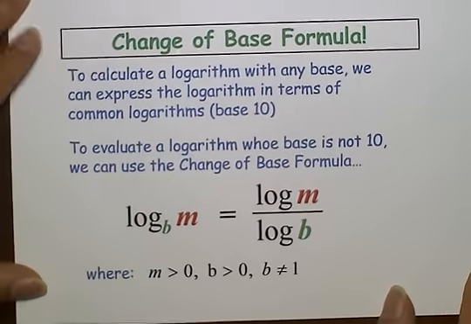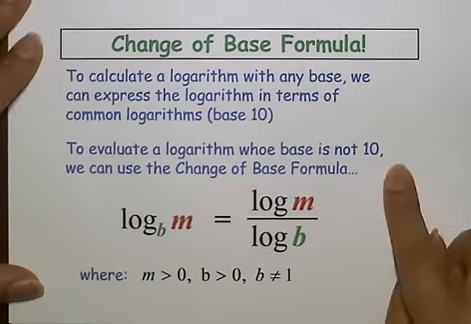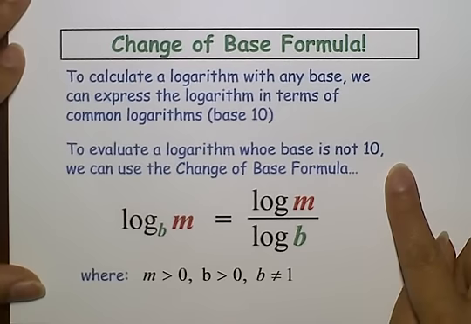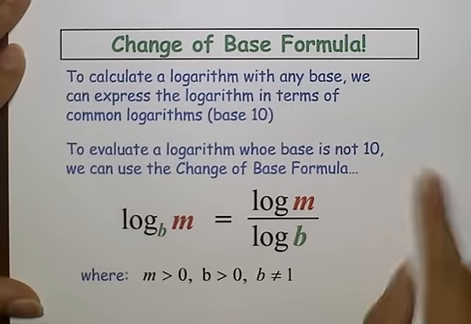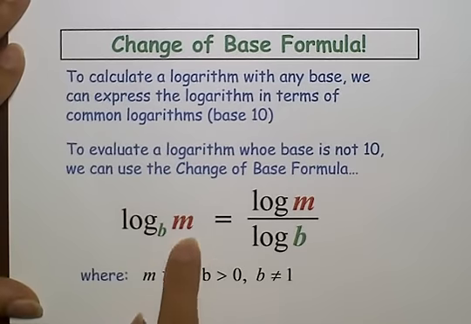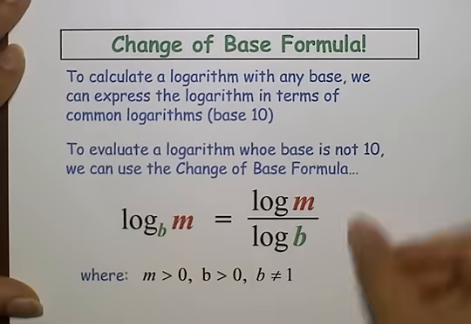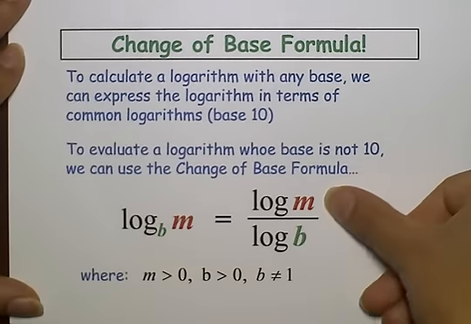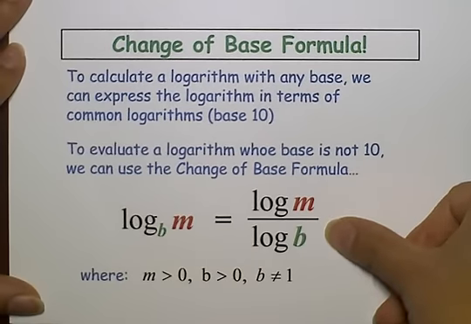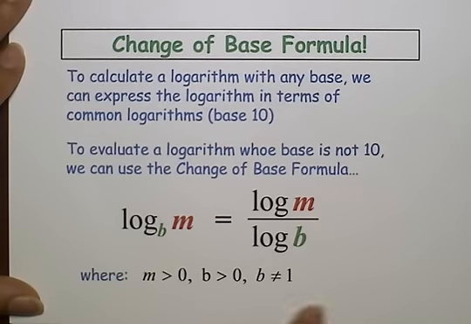And so to evaluate a logarithm whose base is not 10, we can use a change of base formula. So if you have log base b of m, you can evaluate this using common logarithms and rewrite this as log of the answer divided by the log of the base. Okay, again, the same conditions apply. The answer part has to be greater than 0, the base has to be greater than 0, and the base cannot equal 1.